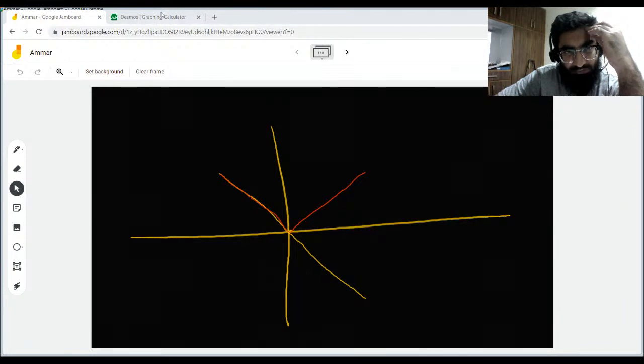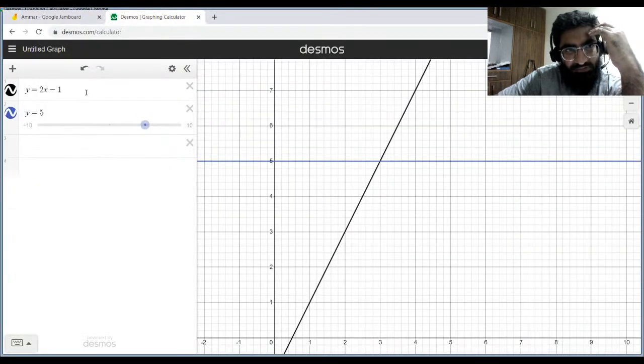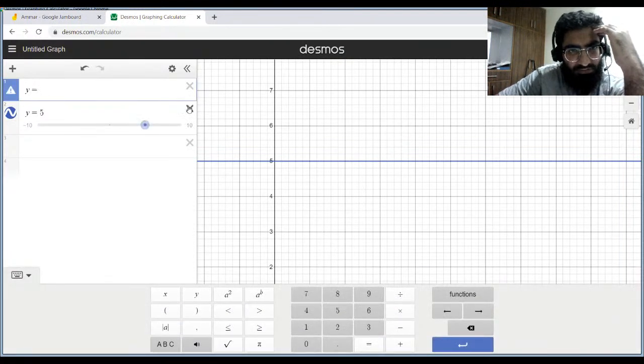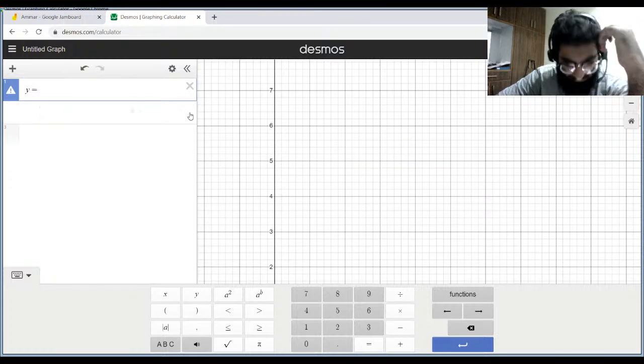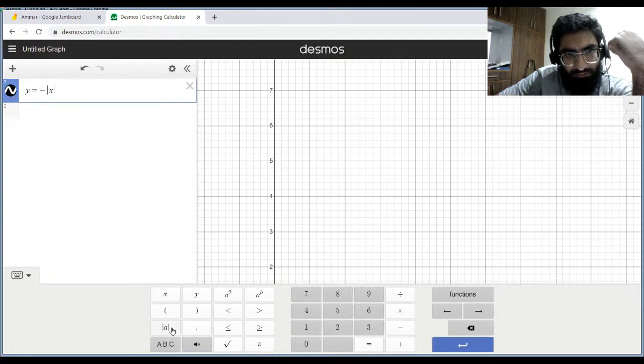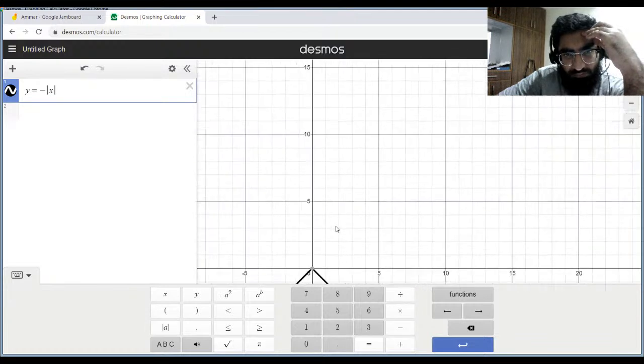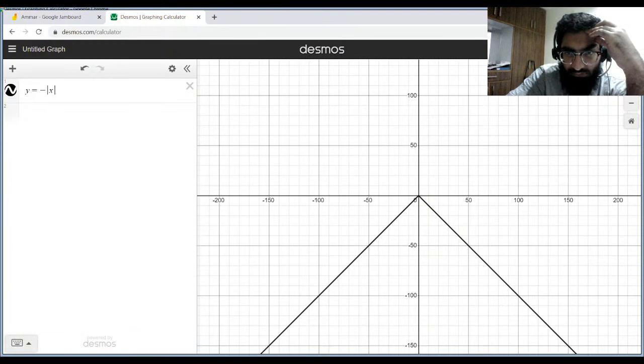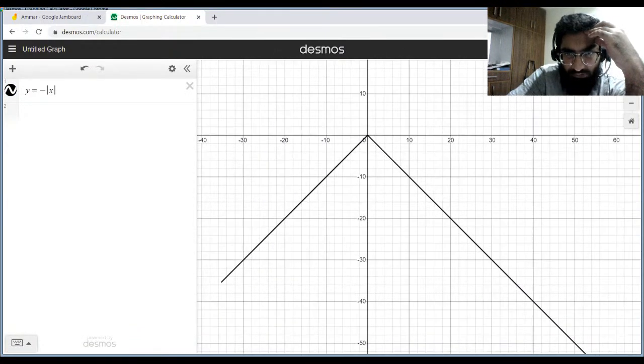Can you still see my screen? No, I don't want to see your screen. I get it. You're saying it should be like this, right? Minus mod x. I understand. Here it is, the majestic graph.